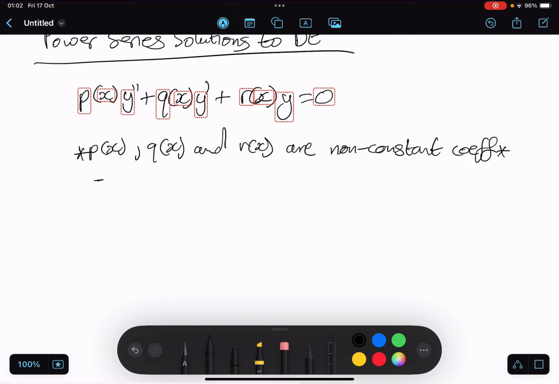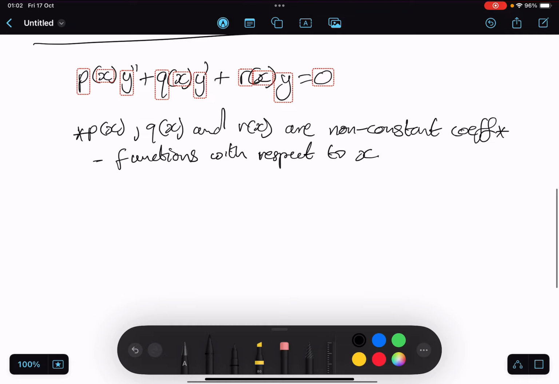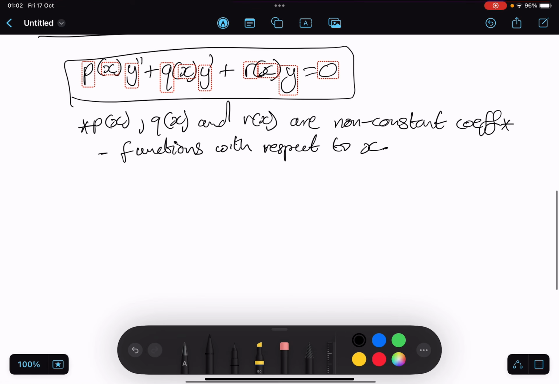If you have your coefficients as non-constant, they can be functions. Your coefficients are functions of x, right? So given this format, you can find your series solution.